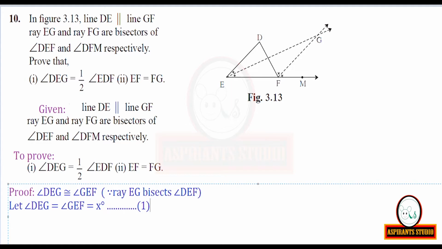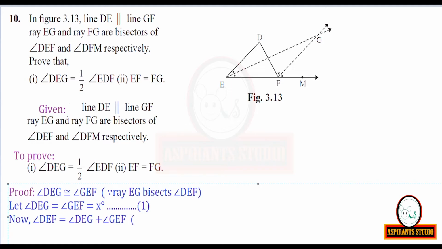Now, ray EG bisects angle DEF. Look at the figure. So, you get angle DEG is congruent to angle GEF. When the angles are congruent, the measures are equal. Let us take the equal measure to be x degrees. Take it as equation number 1.